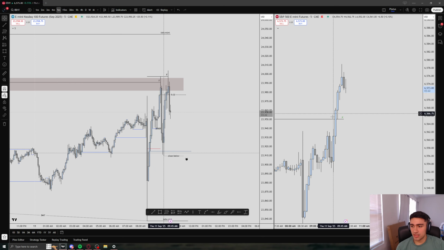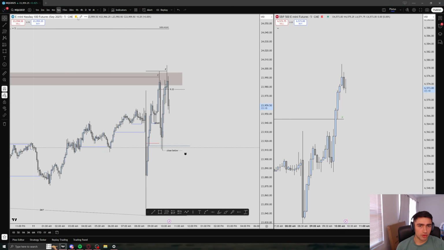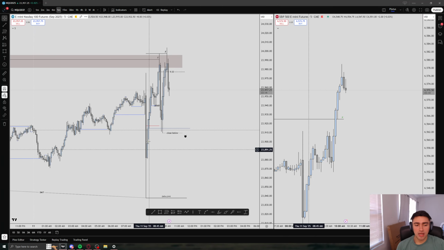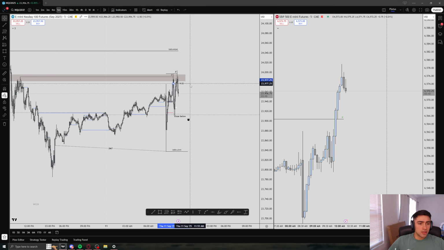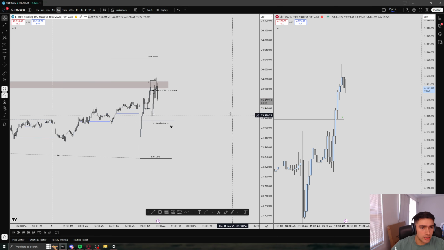Again, why wouldn't I take this trade? Is because ES is literally displacing higher, right? So in order for me to be bearish here, I need to close below this low, and then I have one-sided draw on liquidity, right? So nice. Yeah, that's pretty much it.